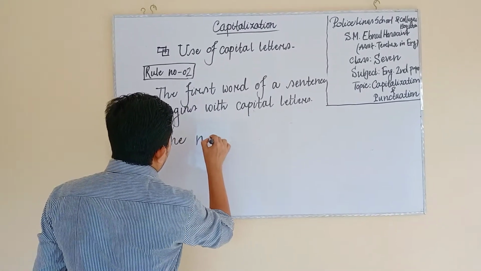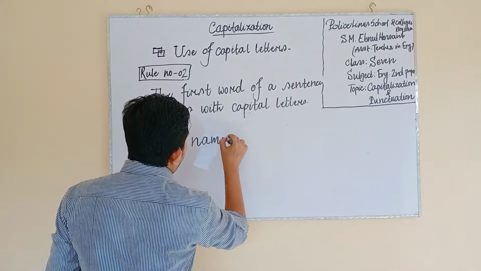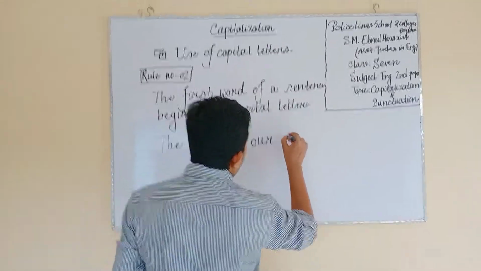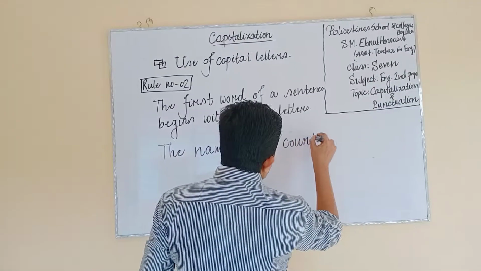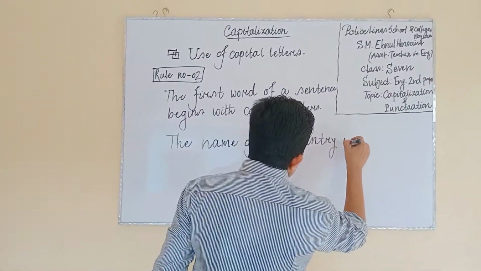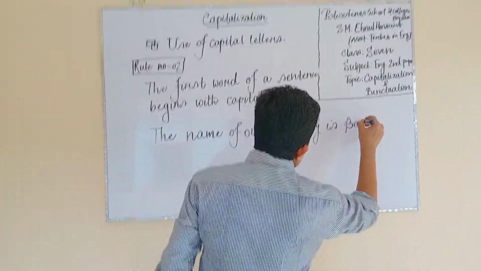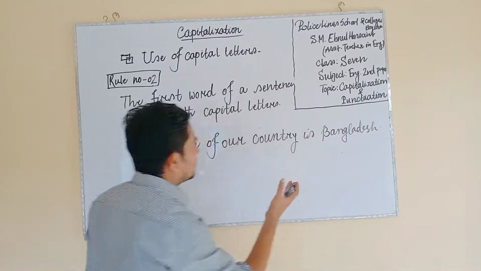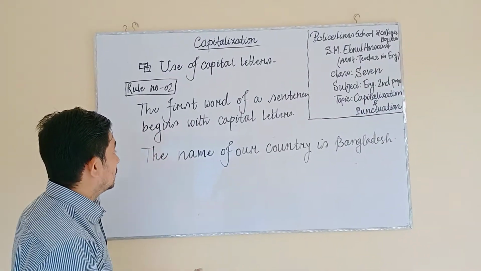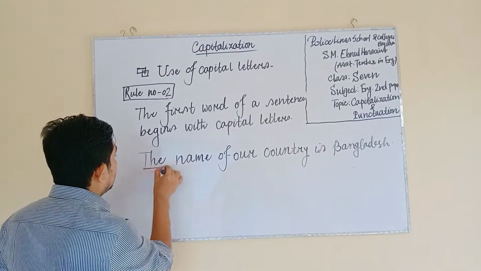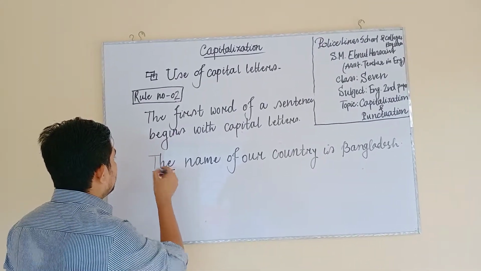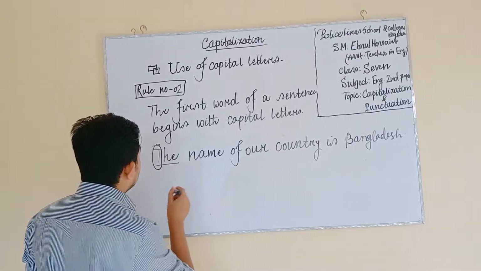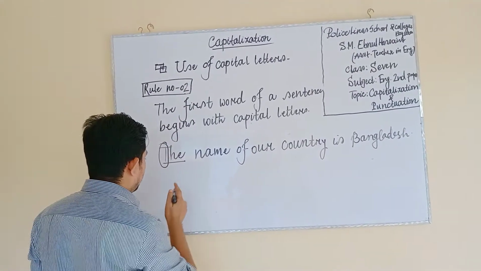The name of our country is Bangladesh. So this is a single sentence, and the very first word, the, this word begins with the capital letter T. Then look at the another example.